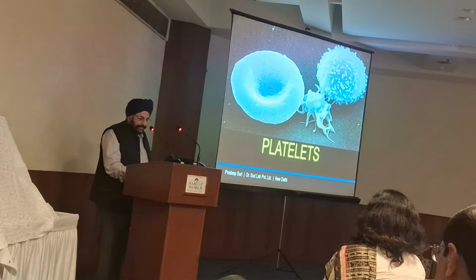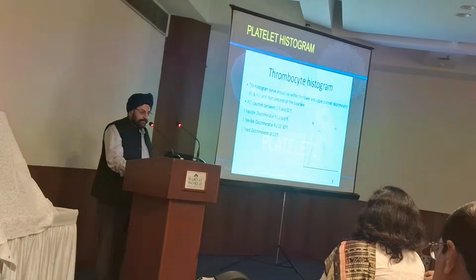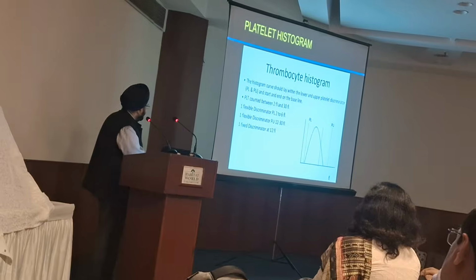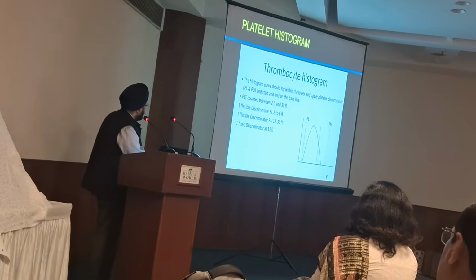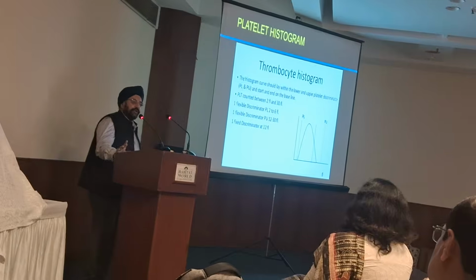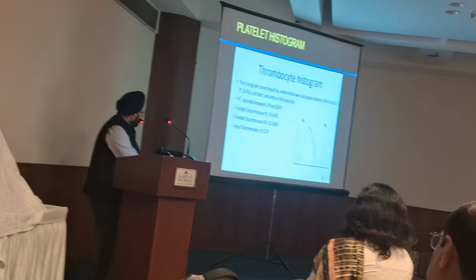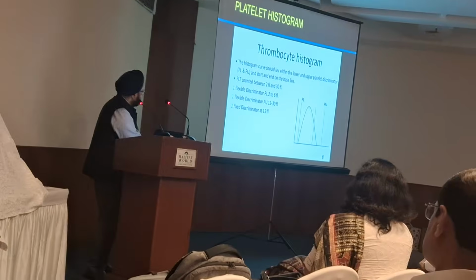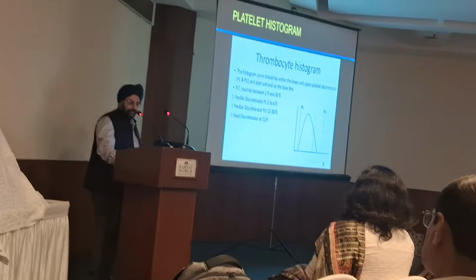Next, coming to platelets. So this is a normal platelet histogram. You have two flexible discriminators at 2 to 6 and 12 to 30 femtoliters and one fixed discriminator at 12 femtoliters. So the graph should begin from the baseline and end at the baseline. This is the normal thrombocyte histogram.